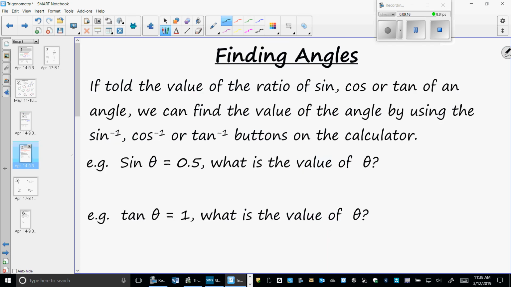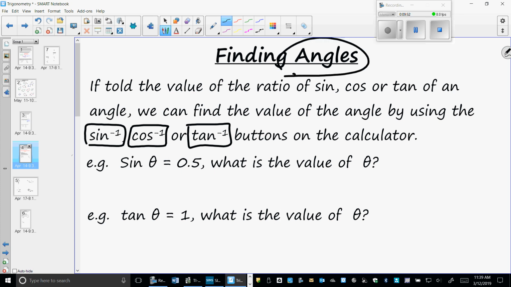There are two different situations that you would be having to deal with. Firstly, you would be asked to find a missing angle. The other is to find a missing length. We'll focus on the angles first. If we're told the value of the ratio of the sine, cos, or tan, then we need to use a special button on the calculator: sine minus 1, cos minus 1, and tan minus 1. If you're finding angles, you will be using one of those three buttons.